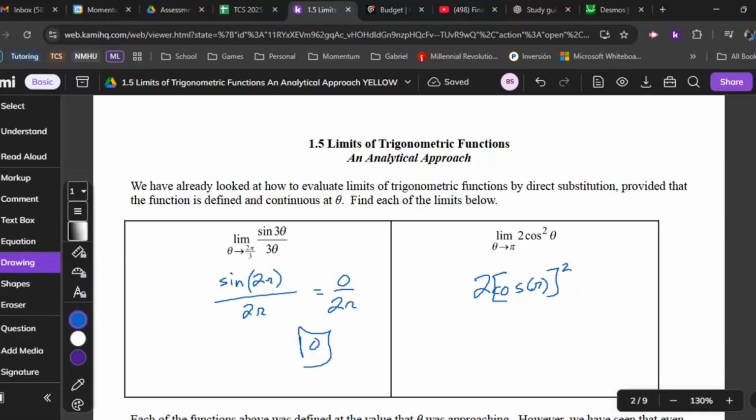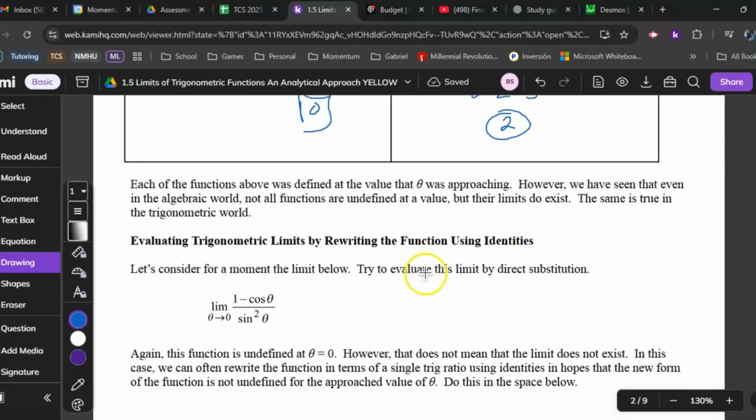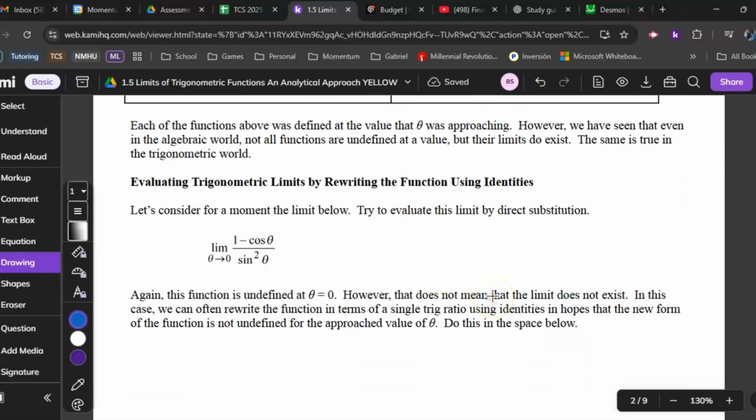Okay, so now, why did I rewrite it this way? Because I think you'll make less mistakes. What is the cosine of pi? Negative 1. So we got 2 times negative 1 squared. So what's negative 1 squared? 1. Good. Times 2? Amazing. Look at how good we are at this. All right. Each of those was defined no matter what theta was approaching, except 0, I guess, right?